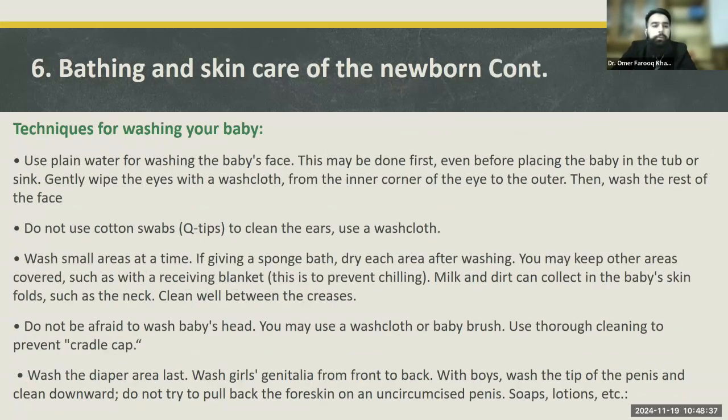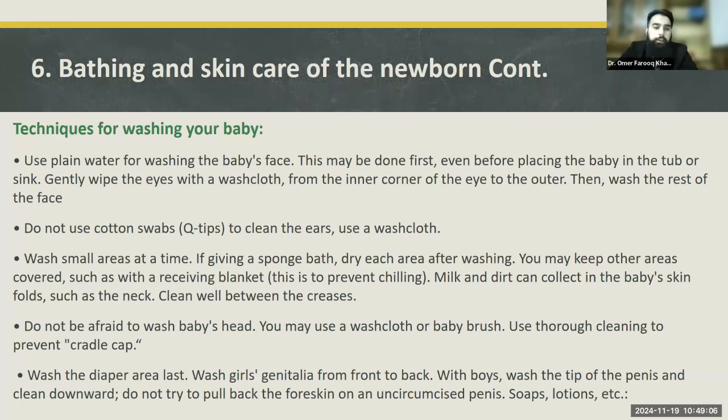Techniques for washing your baby: use plain water for washing the baby's face. This may be done first, even after placing the baby in the tub or sink. Gently wipe the eyes with a washcloth from the inner corner of the eye to the outer, then wash the rest of the face. Do not use cotton swabs, Q-tips, to clean the ears. Use a washcloth. You just use a washcloth for cleaning of the ears.